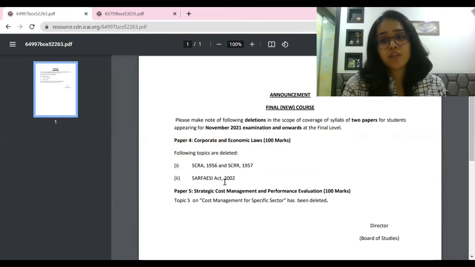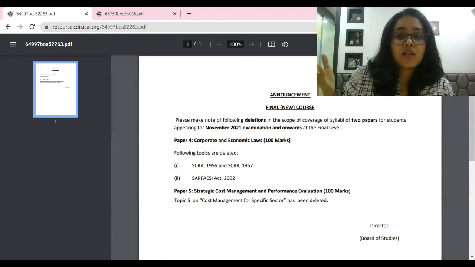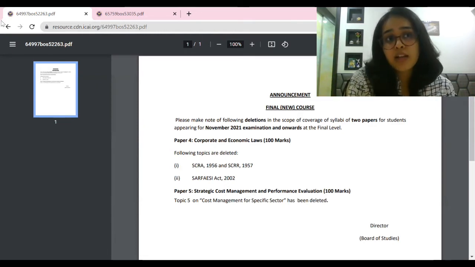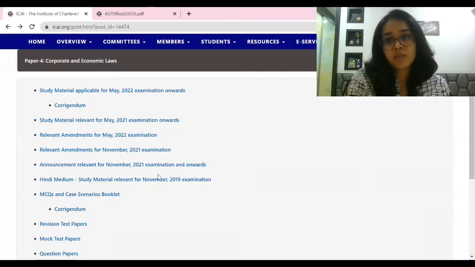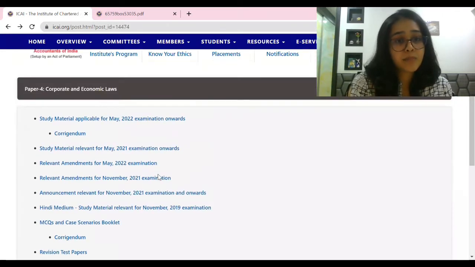because if you have any older versions, and for November 2021, especially if you have the May 2021 module, the module would still have SCRA and Sarfaesi Act. So be sure that you check the page for such kind of updates. It would save you a lot of effort. So that was about the amendments.